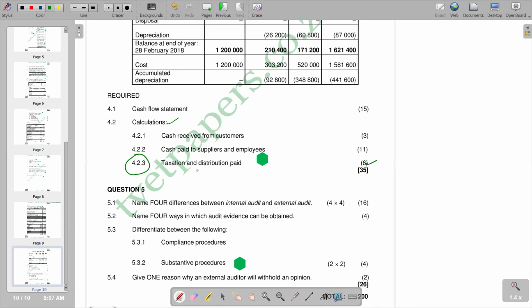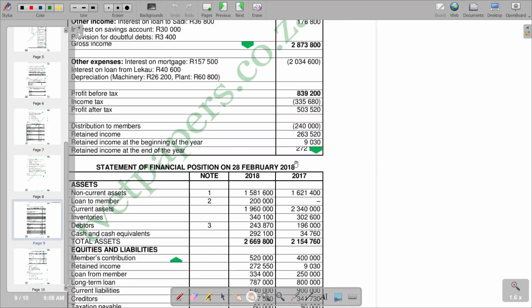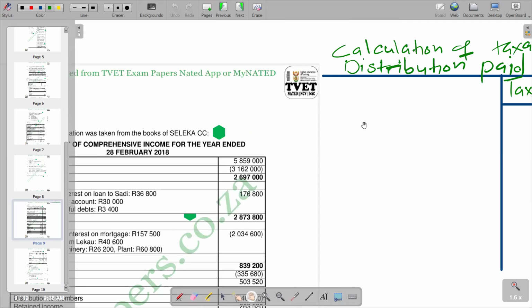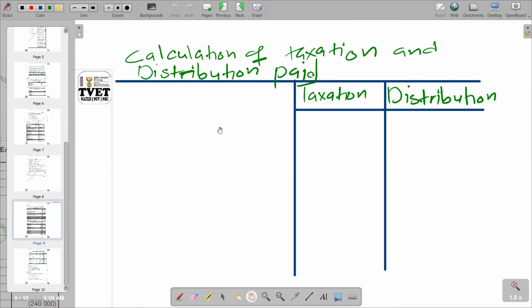So we are going to go through that, and go back to see the information that can lead us to the calculation of distribution and taxation paid. If you go back, you'd see that we have the statement that we will need to fill in. This is where we are going to calculate, using this statement, the taxation and distribution paid, whereby we put a column for taxation and for distribution.